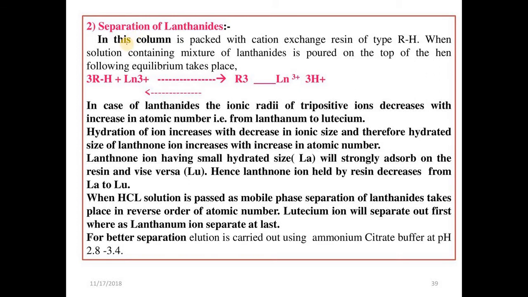For the separation of lanthanides a column is used, and this column is packed with cation exchange reagents of the type RH. When a solution containing a mixture of lanthanides is poured on the top of the column, the following equilibrium reaction takes place: the reagent 3RH reacts with lanthanide ions, and we get R3Ln complexes plus 3H+ ions liberated.